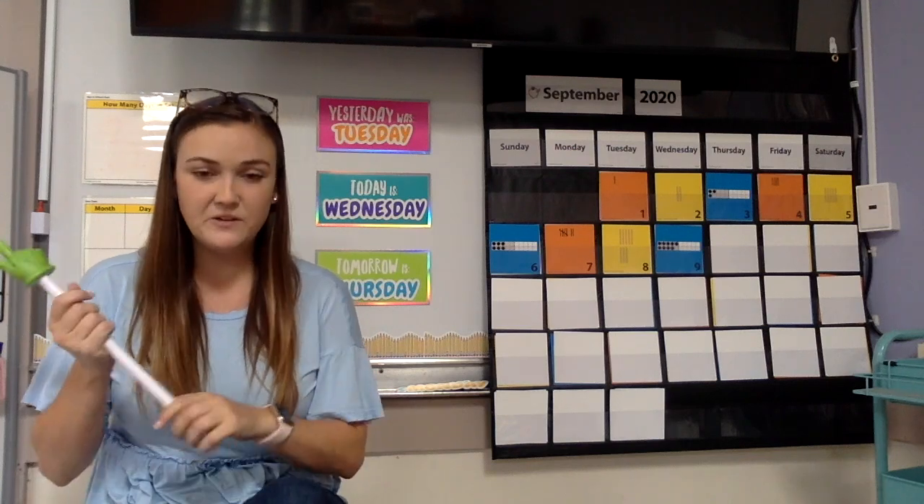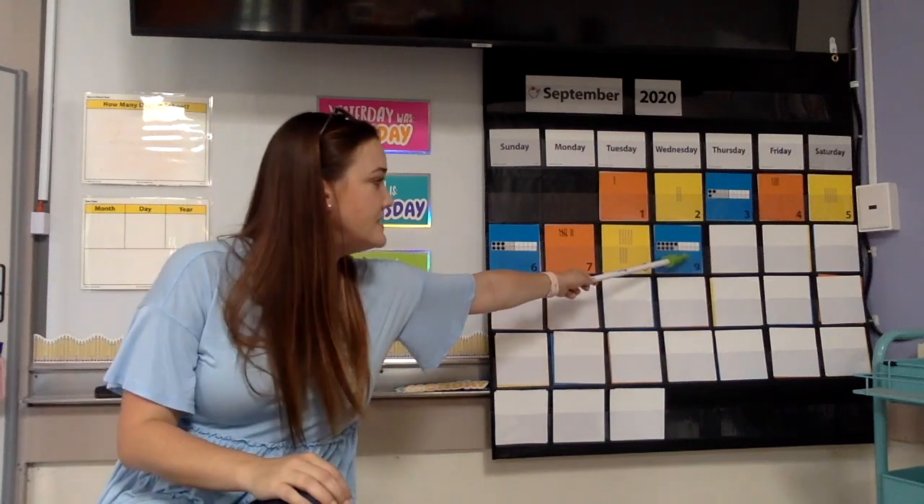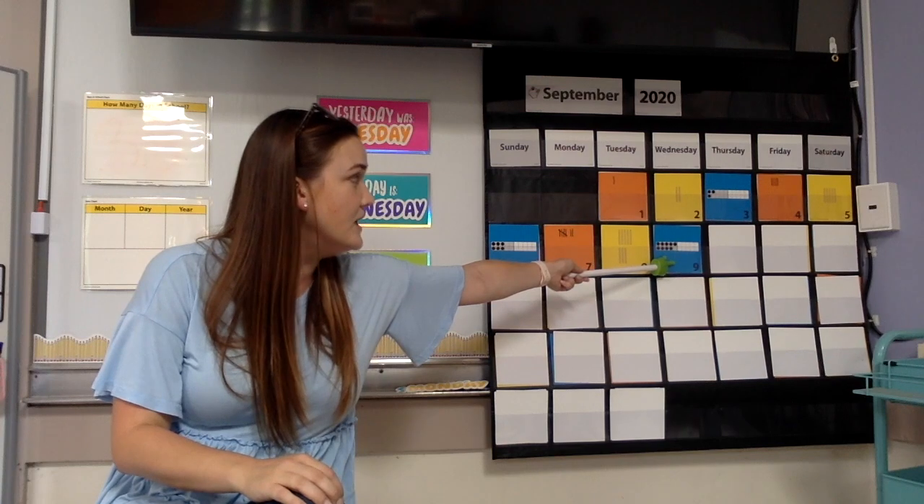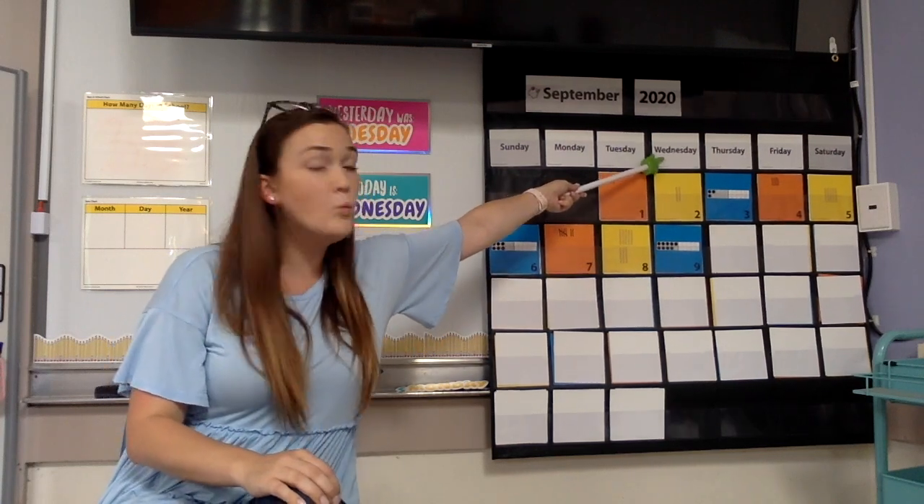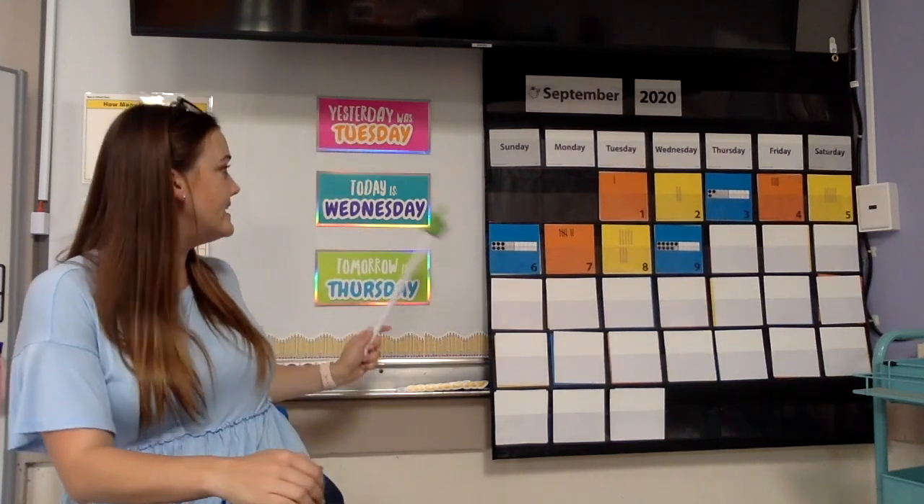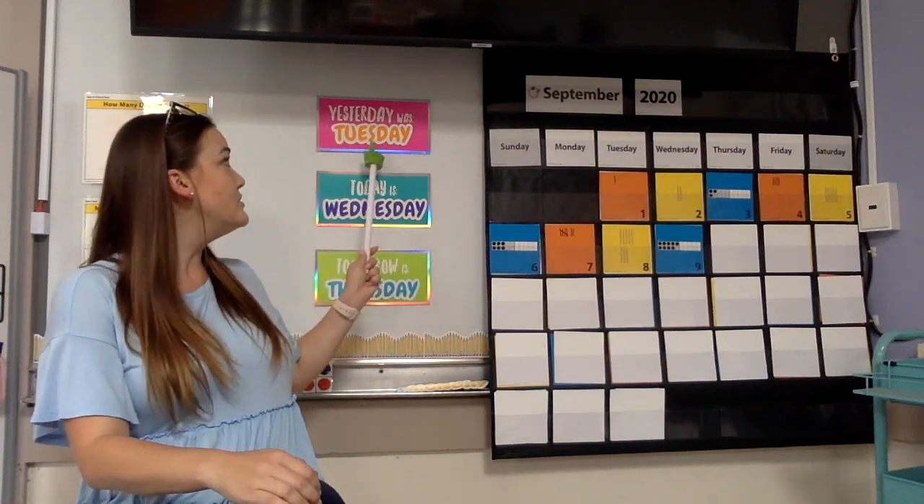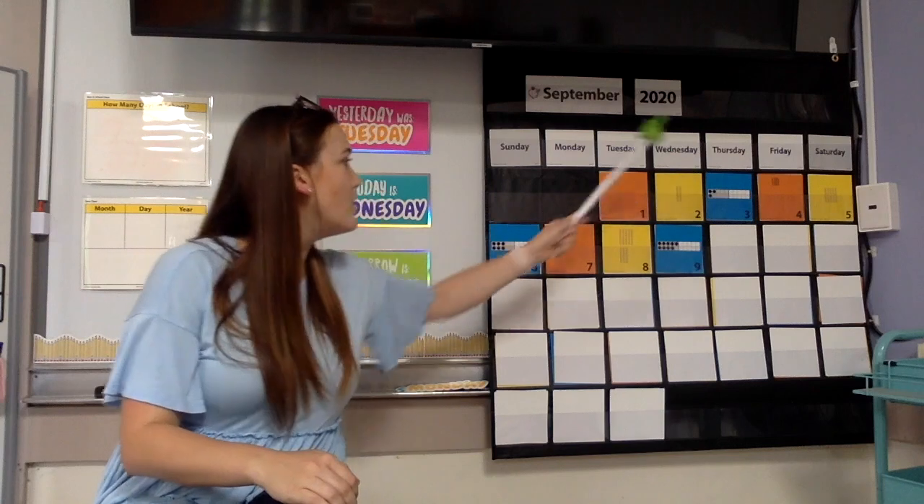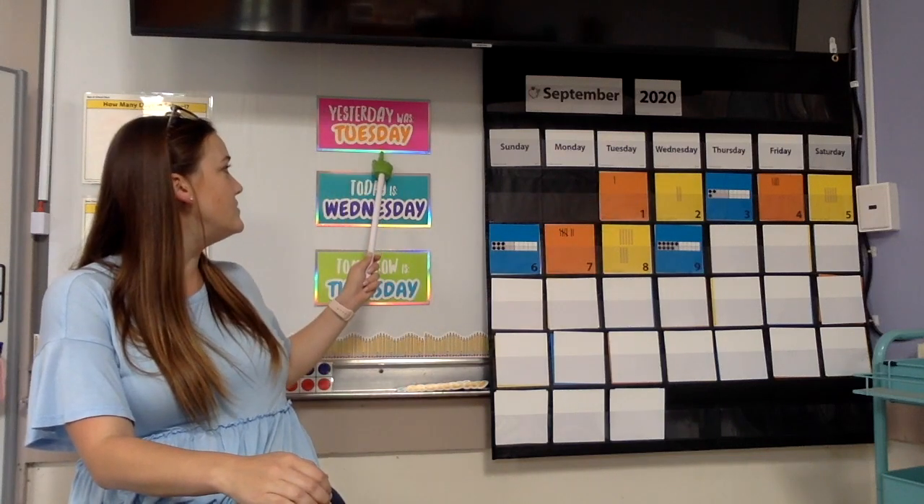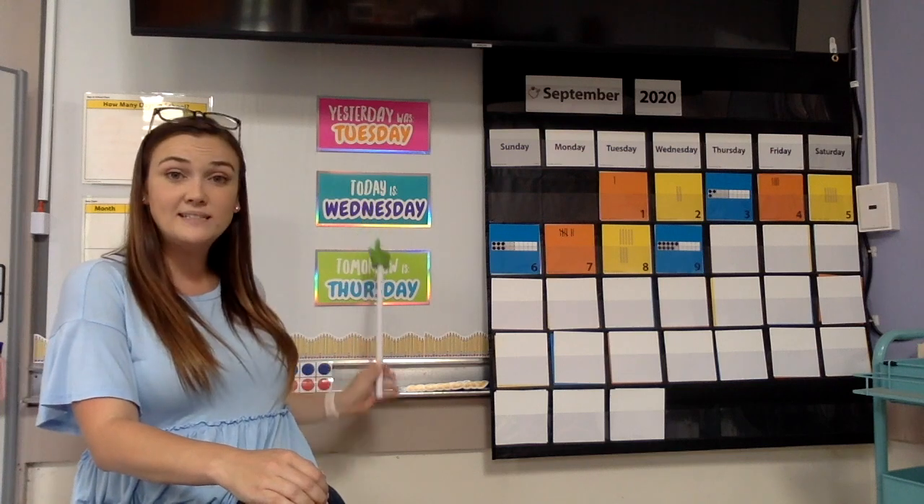Now, you know what to do to find out what day of the week it is. We go to today, the last card flipped over, and we go up, up, up to Wednesday. Today is Wednesday. Yesterday was Tuesday, and tomorrow will be Thursday. One more time. Yesterday was Tuesday. Today is Wednesday. Tomorrow will be Thursday.